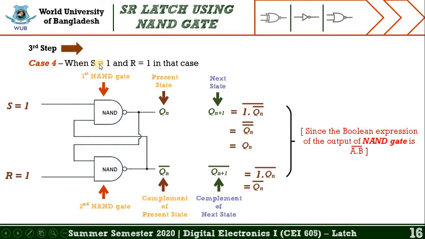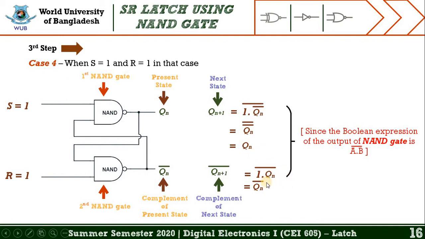This slide represents the last combination of SR latch using NAND gate, which is S is equal to 1 and R is equal to 1. If you look at the first NAND gate, then you may find two inputs. One is S and another one is not given. And the value of S is equal to 1. And if you look at the next state, then you may find 1 and not QN, then whole bar. And since not QN is multiplied by 1, then we may find not QN, then bar. And according to Boolean algebra, if an element has 2 bars, then they cancel each other, then we may find only QN.